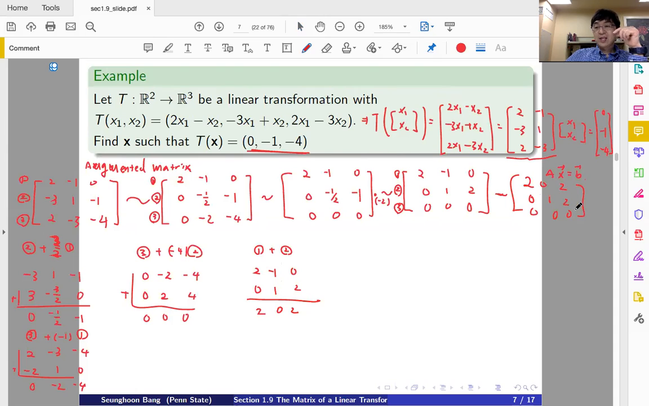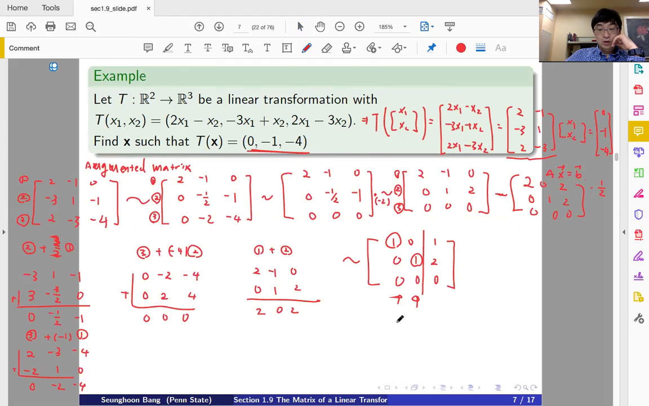Next, you have to scale. You have to scale the first row times 1/2. So we have reduced to echelon form: 1, 0, 1, 0, 1, 2, 0, 0, 0. So what happens? Only this portion. In the first column, we have a pivot. Second column, we have a pivot. Yes, we have a unique solution.